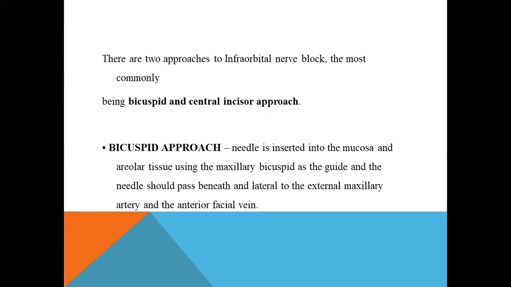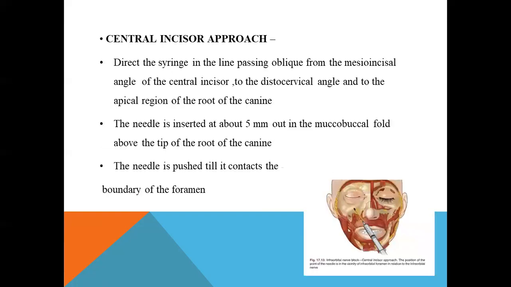There are two approaches that can be used for the infraorbital nerve block, which include the bicuspid approach and the central incisor approach. What is the bicuspid approach? The name itself states that you are going to insert the needle along the premolar. In the bicuspid approach, the needle is inserted into the mucosa and areolar tissue, using the maxillary bicuspid as a guide, and the needle should pass beneath and lateral to the external maxillary artery and anterior facial vein.